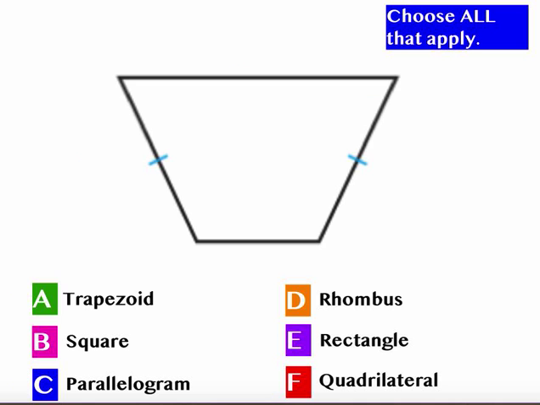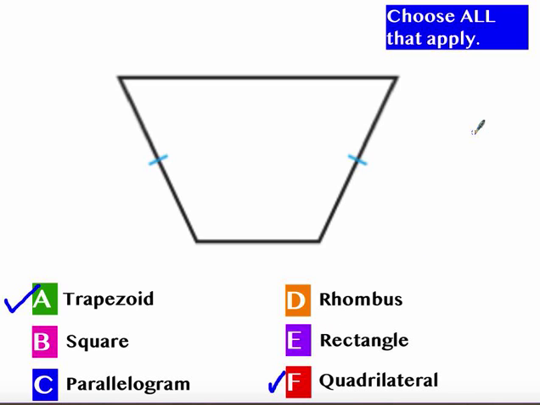Let's try another one. This one has 2. What 2 names would go with this shape? Okay, it has 4 sides, so this is a quadrilateral. And then this is also a trapezoid because it has at least 1 pair of parallel sides. These 2 are parallel, these 2 are not. So it fits a trapezoid. It's not any of these other 4. So those are quadrilaterals.